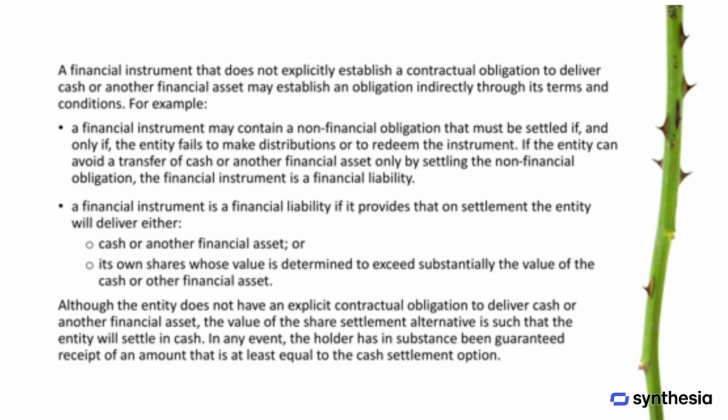Additionally, a financial instrument is considered a financial liability if it requires the entity, upon settlement, to deliver cash, another financial asset, or its own shares whose value substantially exceeds the value of the cash or other financial asset. Even if there is no explicit contractual obligation, the high value of the share settlement option effectively ensures that the entity will settle in cash. In effect, the holder is guaranteed to receive an amount at least equal to the cash settlement option.